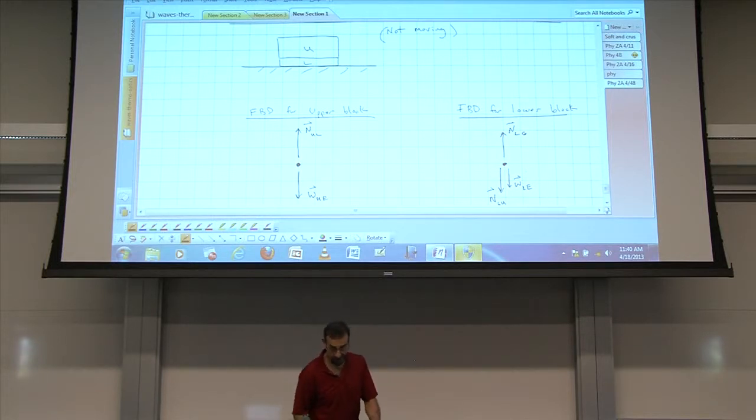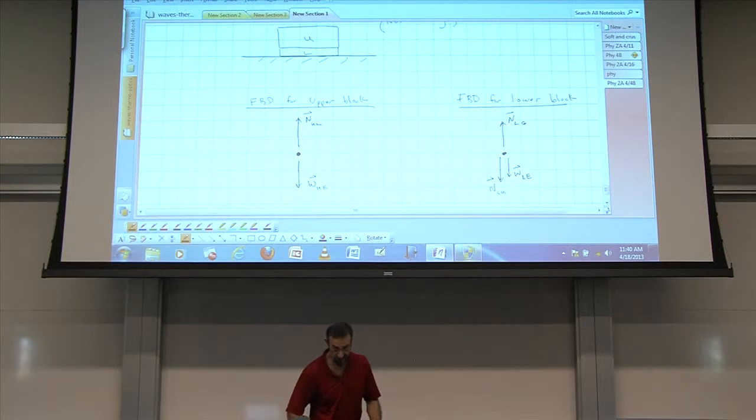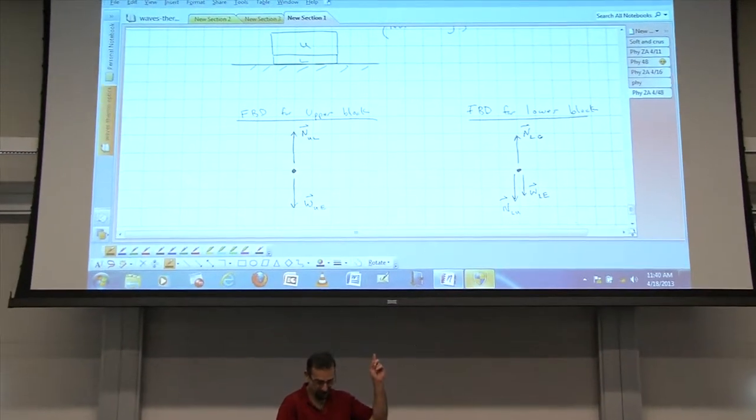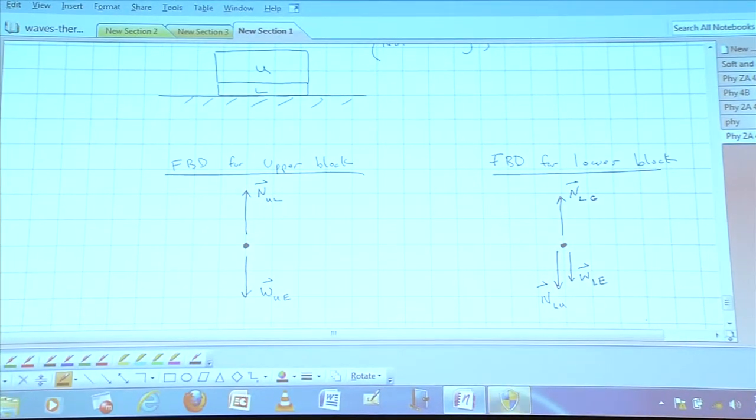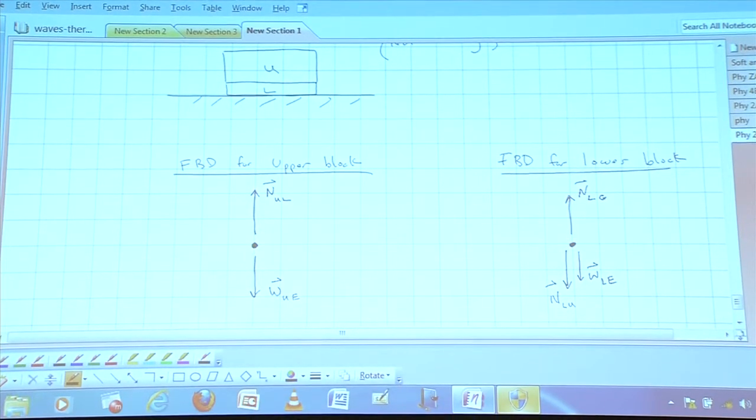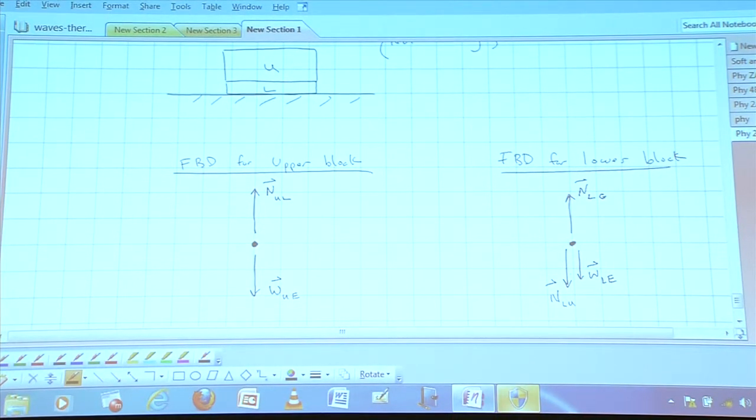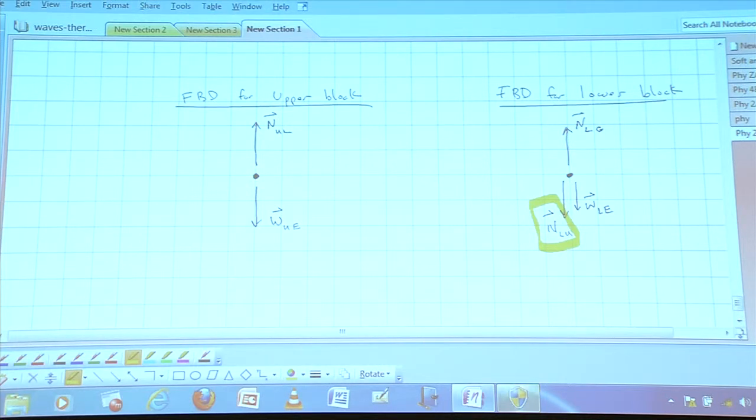Okay, so everyone says they labeled them the same way as I did. What else? How else could you have labeled something? Anybody call this downward force here the weight of the upper block? This one. I said force of the lower block. You called it the force on the lower block? That's okay. Nobody called that the weight of the upper block?